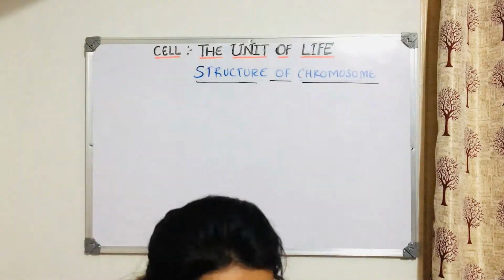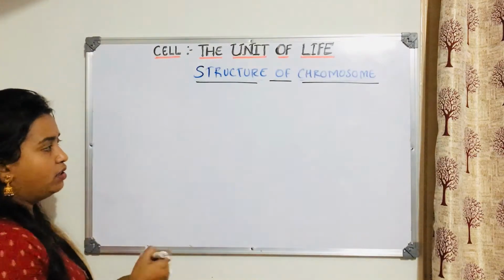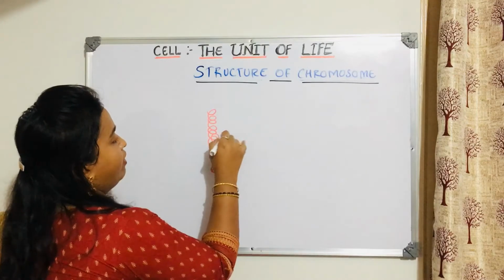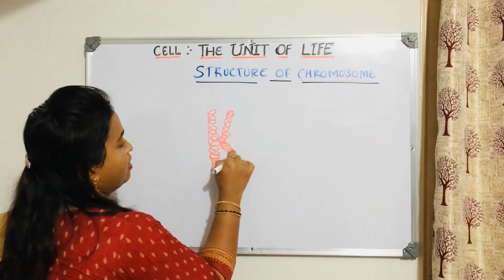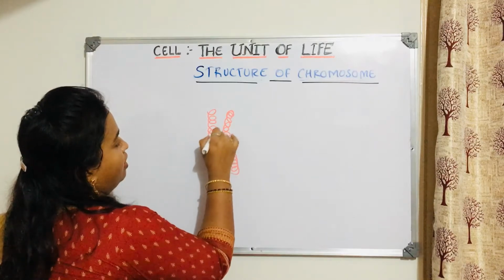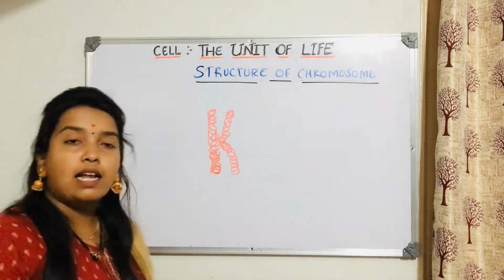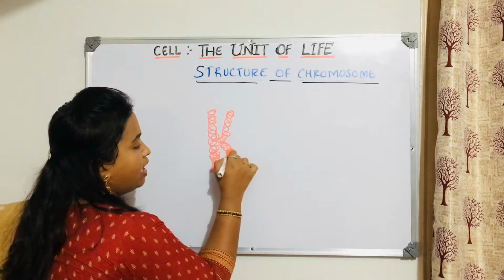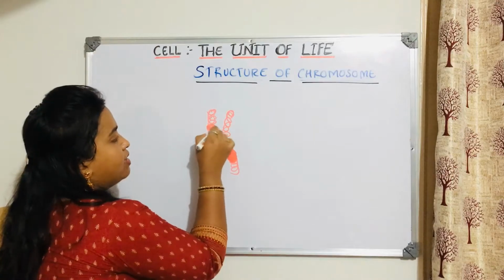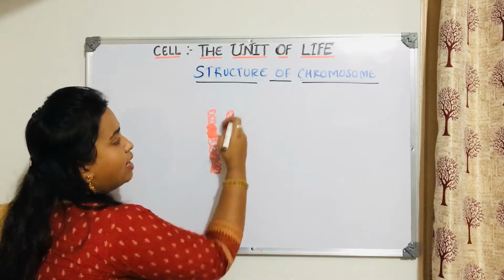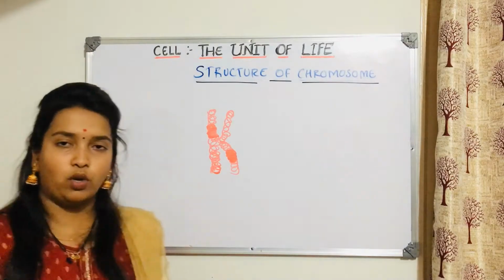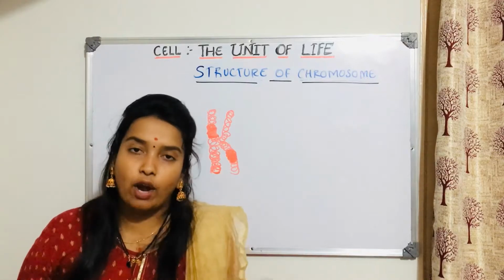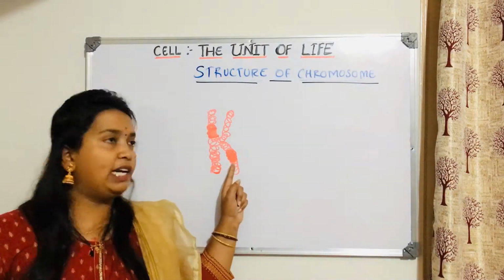Whenever the DNA condenses and forms the chromosome structure like this, there are some regions here which are highly condensed, and some regions which are lightly condensed. It is nothing but coiling only, no? So when it is too much coiled, the structure looks like this.